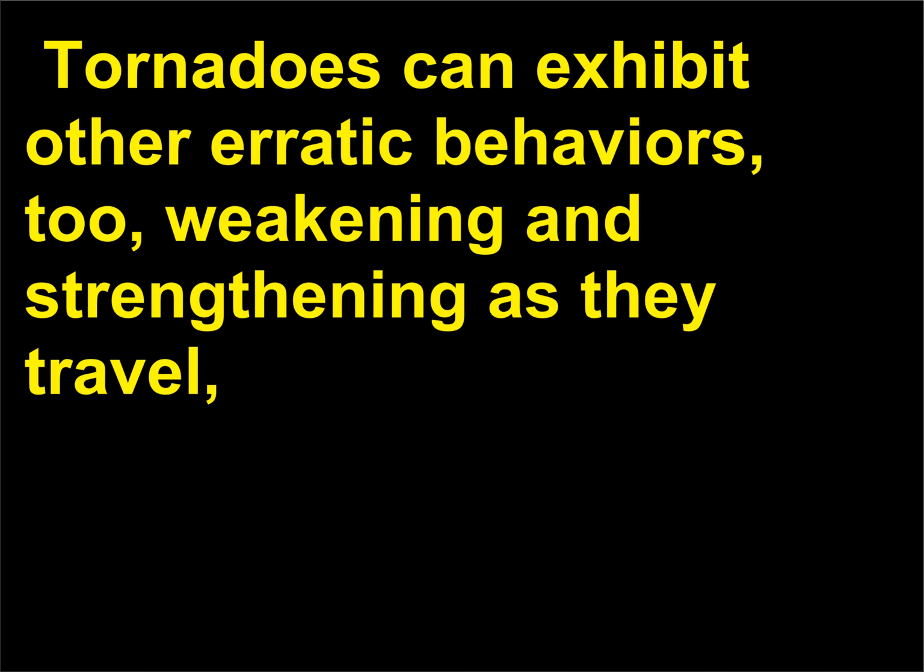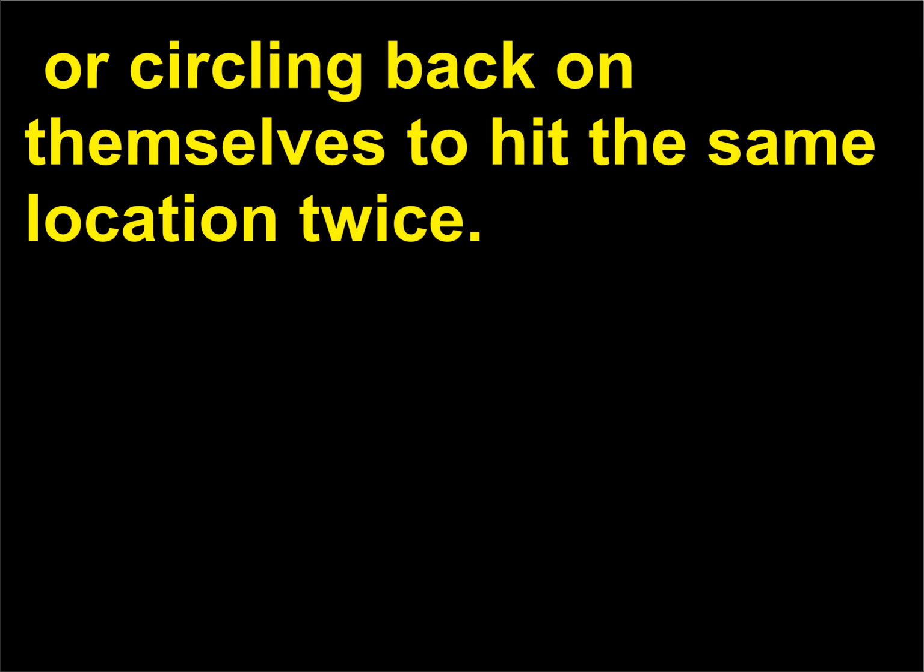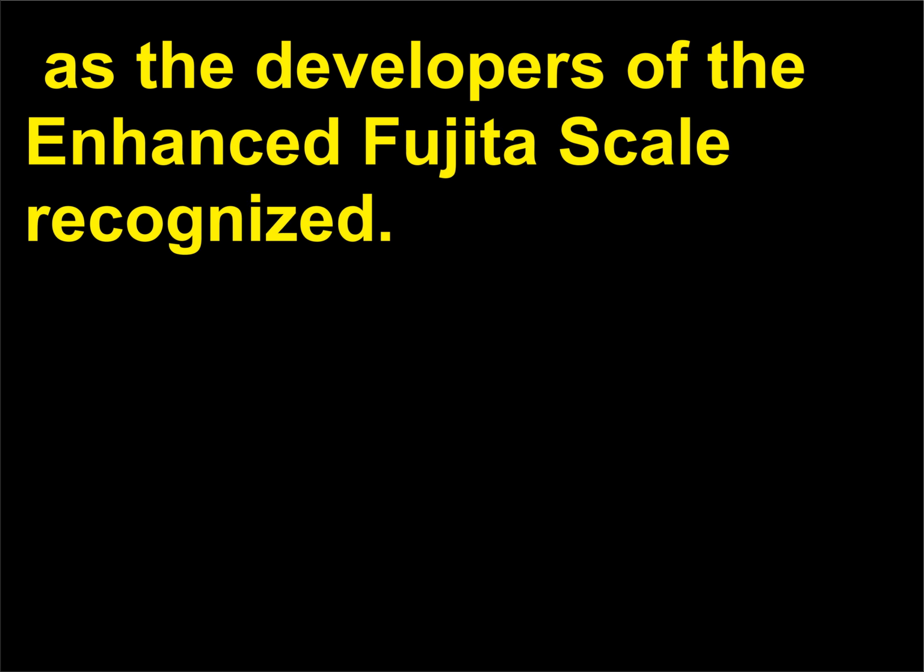Tornadoes can exhibit other erratic behaviors, too, weakening and strengthening as they travel, or circling back on themselves to hit the same location twice. The strength of the buildings, too, matters a great deal, as the developers of the enhanced Fujita scale recognized.